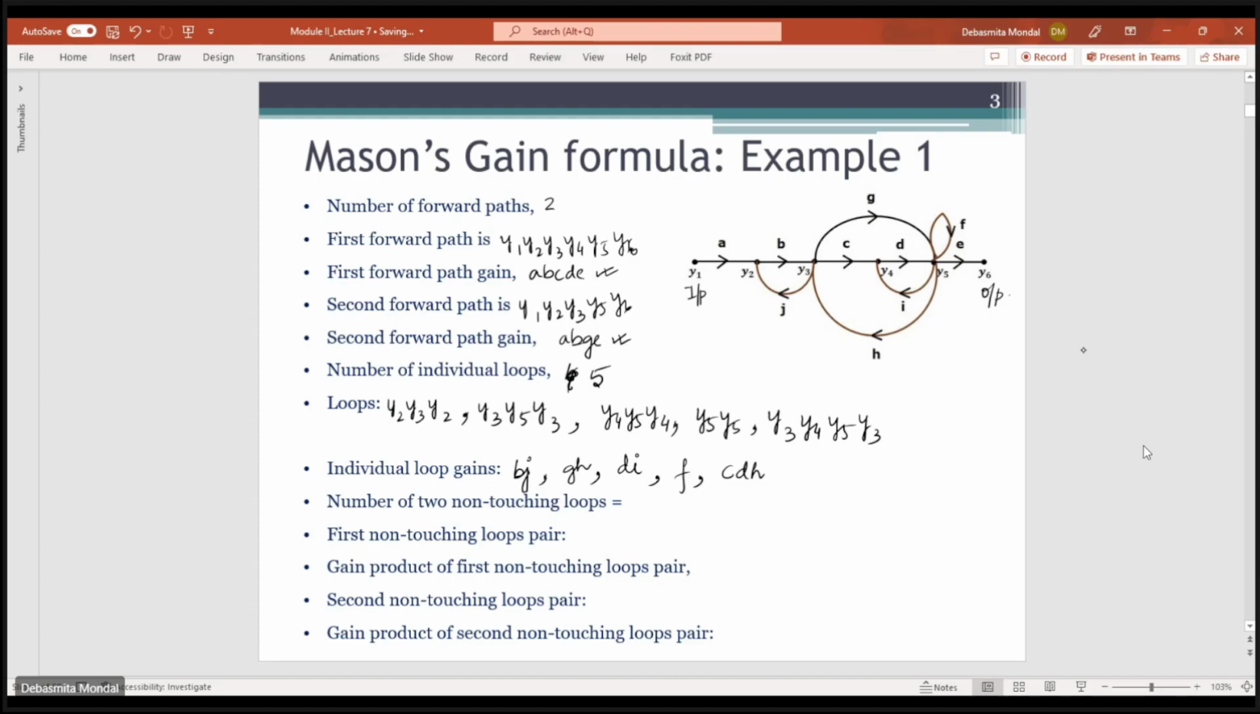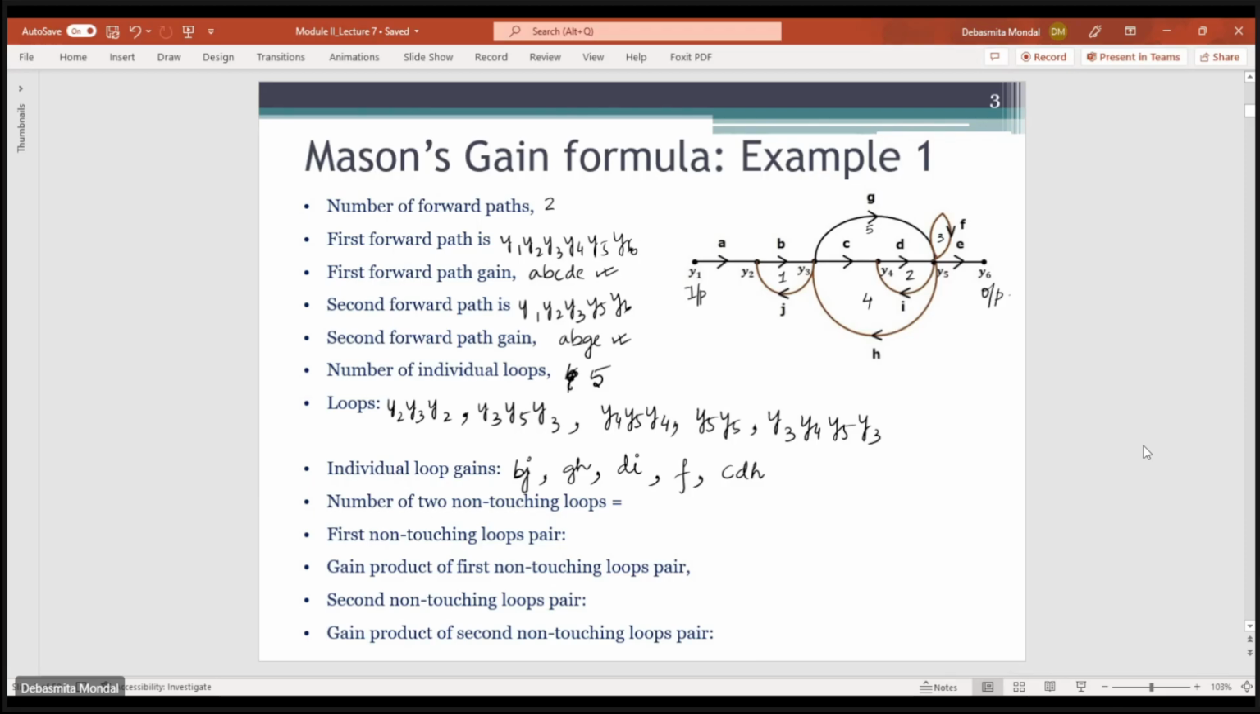So this is one loop, this is loop number 1. This is the second loop. This is a small third loop. The outer loop is the fourth loop, and this whole thing combined, starting from Y3 through G, Y5 and then through H to Y3 again, will be loop number 5. Now that you know how many loops there are, you can write the corresponding loop gains for each of these loops.